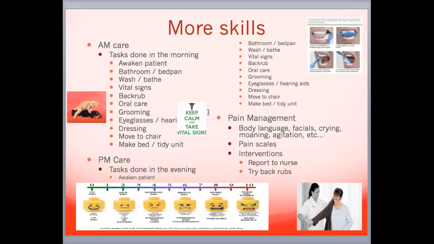Continuing our skills, again, like I said, there's a large portion in this module. So AM care, PM care, and pain management. AM care, I just did a quick list of what would be considered an AM care task, and that's done in the morning before the person's woken up and taken down to the dining room or served breakfast. So if you're maybe working in the hospital, you would do this before they get their tray in the morning.